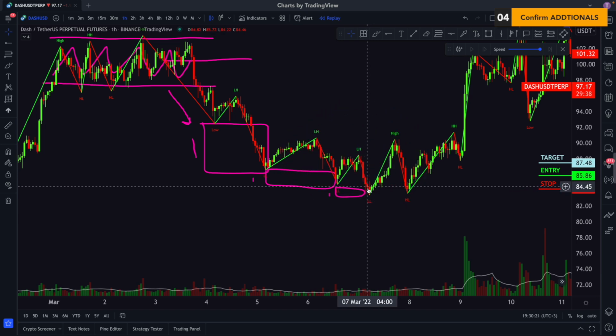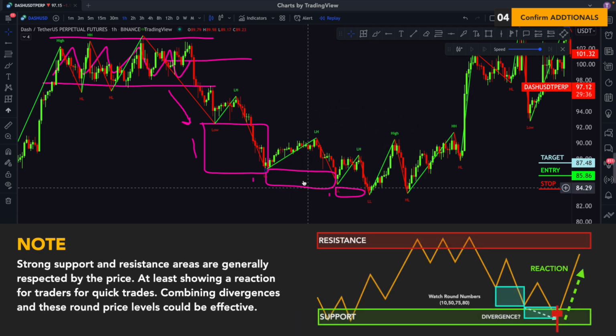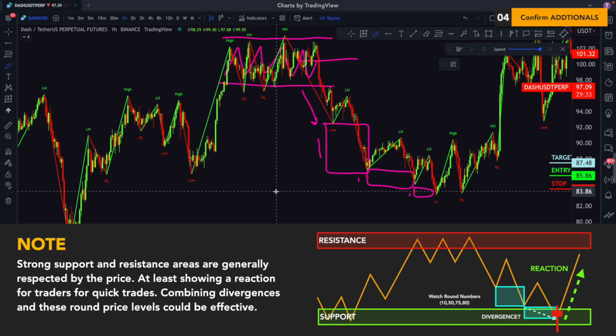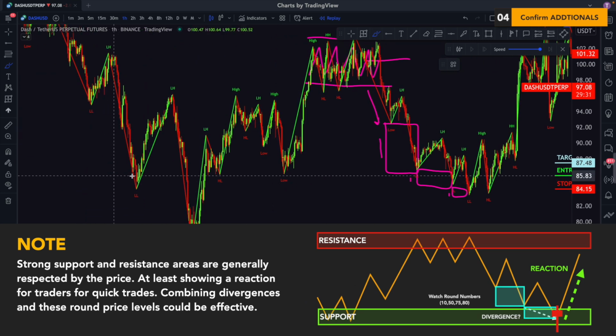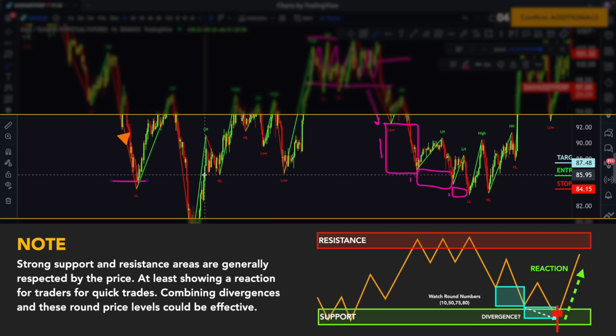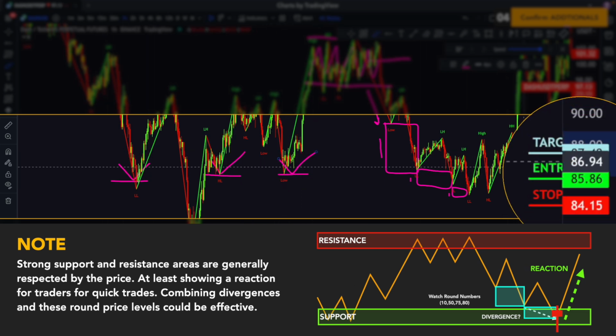Second thing that I check for is the support resistance area. As you can see, $85 is a tested support area. Price is willing to give a reaction around this number. Also, this is a nice round number, a natural strong price level.